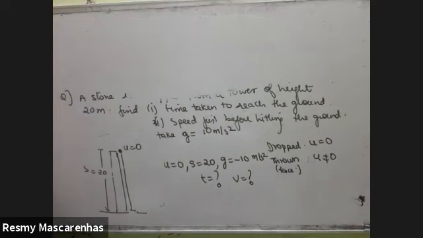So out of those 3 formulas, whichever you want, you can use. u is there, s is there, g means a is there, and t we have to calculate. So the first one we cannot use because we don't know what v is. We'll have to use the second one.